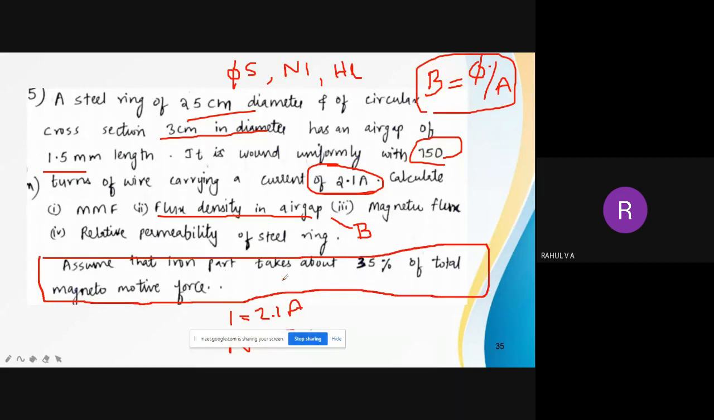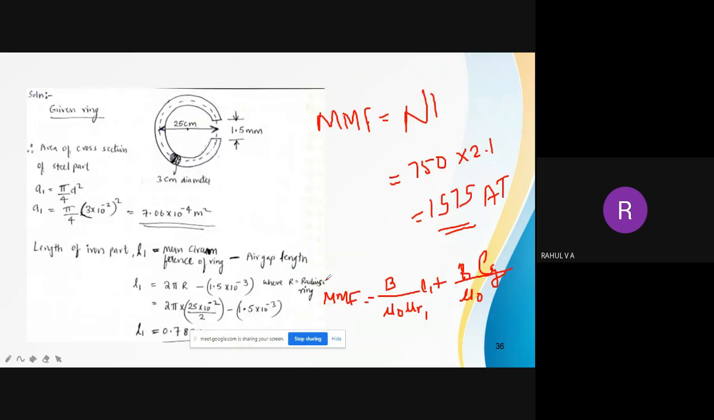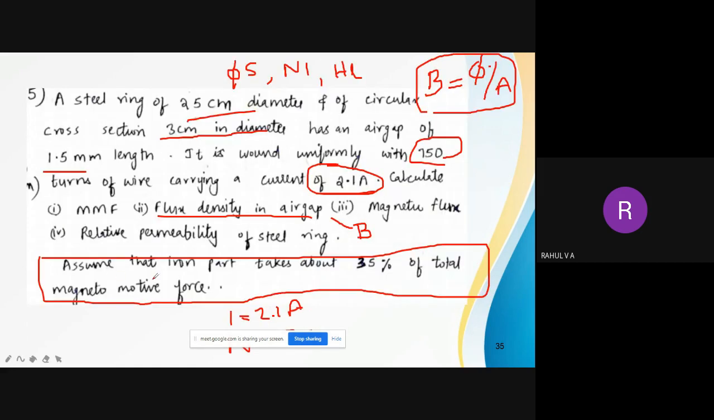Assume that iron part takes about 35% of total magnetomotive force. That means the total 1575 ampere turn, that you have calculated just before, 35% of it is given to the iron part and the remaining 65% is given to the air gap. Okay, that is the meaning of that.